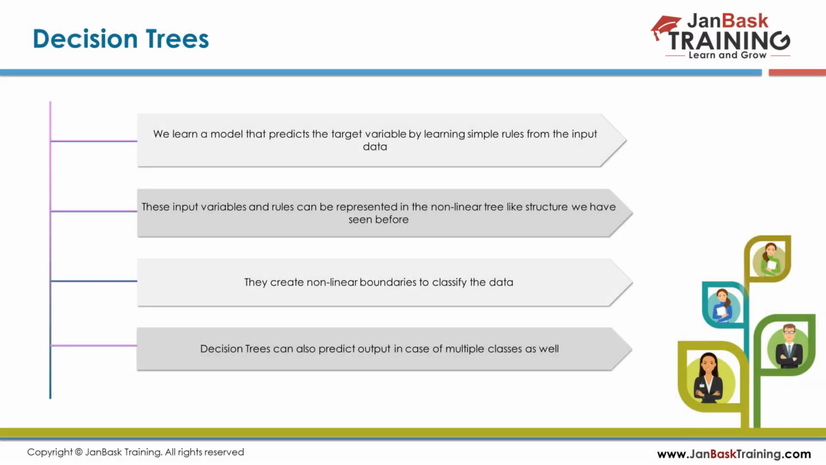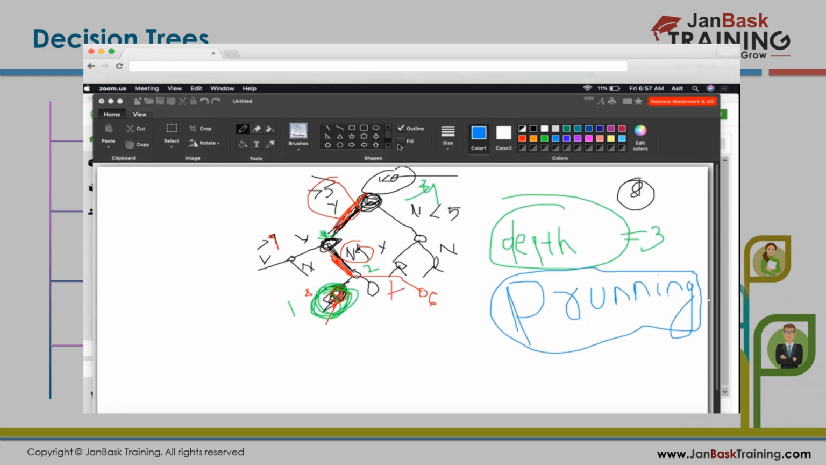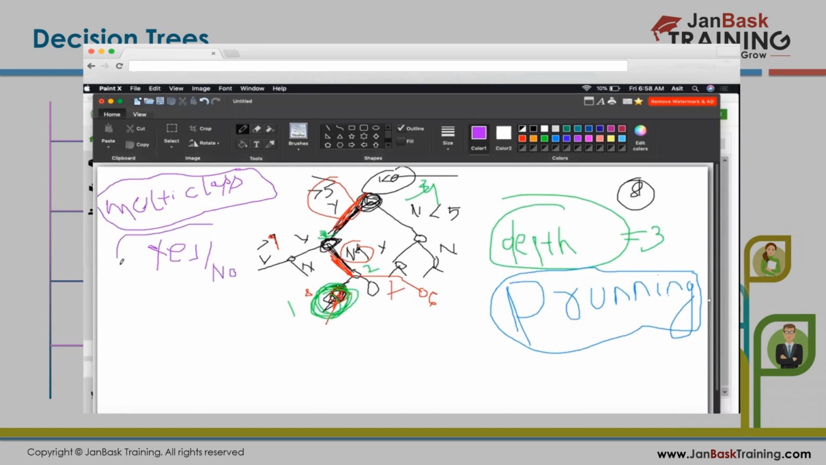Decision trees can also predict output in the case of multiple classes. Logistic regression, I told you, gives a multi-class output. SVM is a multi-class output. What is a multi-class output? The concept is this: if you are predicting only yes or no, then it is a binary output. It is a two-class output because yes is a class and no is also another class.